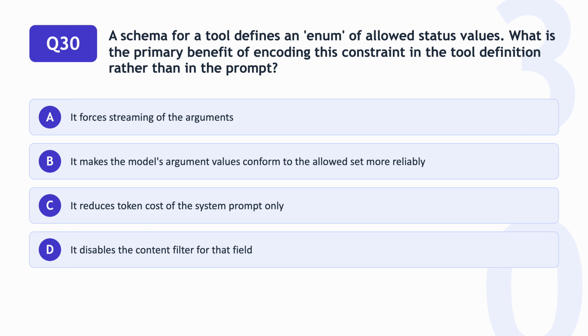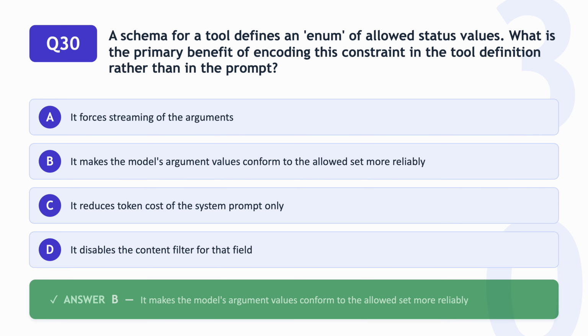Question. A schema for a tool defines an enum of allowed status values. What is the primary benefit of encoding this constraint in the tool definition rather than in the prompt? A. It forces streaming of the arguments. B. It makes the model's argument values conform to the allowed set more reliably. C. It reduces token cost of the system prompt only. D. It disables the content filter for that field. Pause the video if you don't want the answer yet.